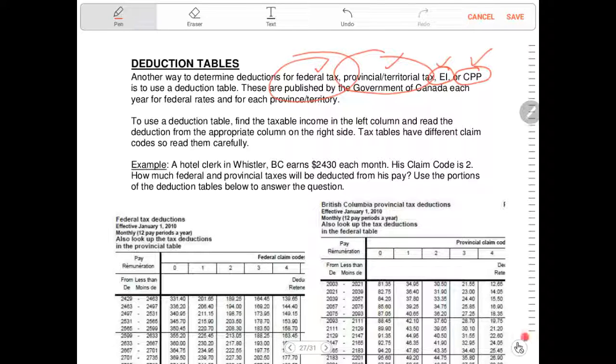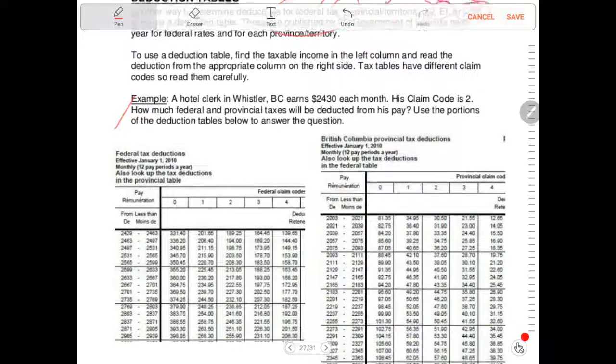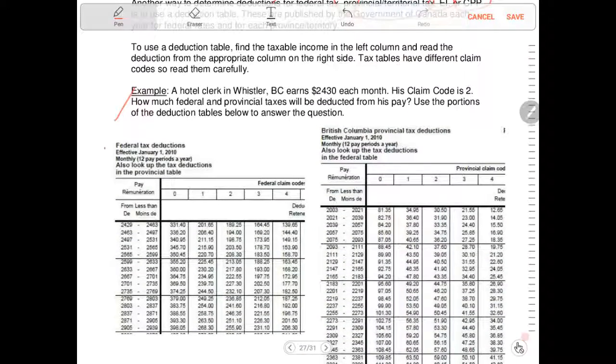So this question simply says the person earns $2,430 each month. His claim code is 2, which again, we could get into that as well and why that is. But how much federal and provincial taxes will be deducted from his pay? So what you have to do simply, and this is a great skill, is look up. First we're going to do federal, which means the Canadian one, $2,430. So you have to find that span on this table. So 2,430 would be this top one right here.